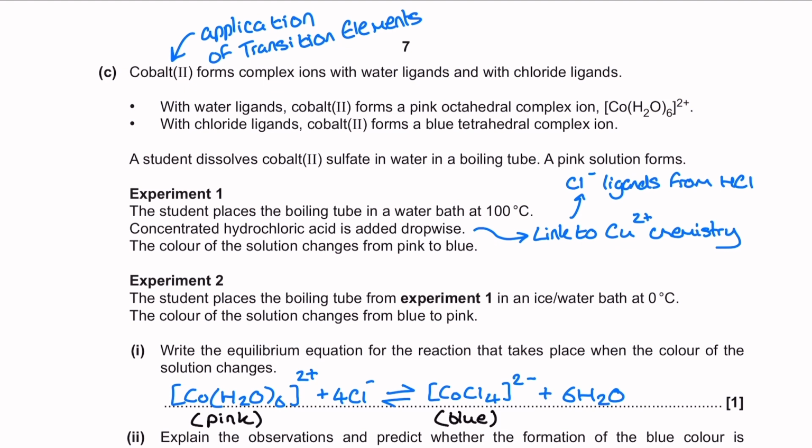Cobalt-2 forms complex ions with water ligands and with chloride ligands. With water ligands, cobalt-2 forms a pink octahedral complex ion, and you've got the formula for that. And with chloride ligands, cobalt-2 forms a blue tetrahedral complex ion.